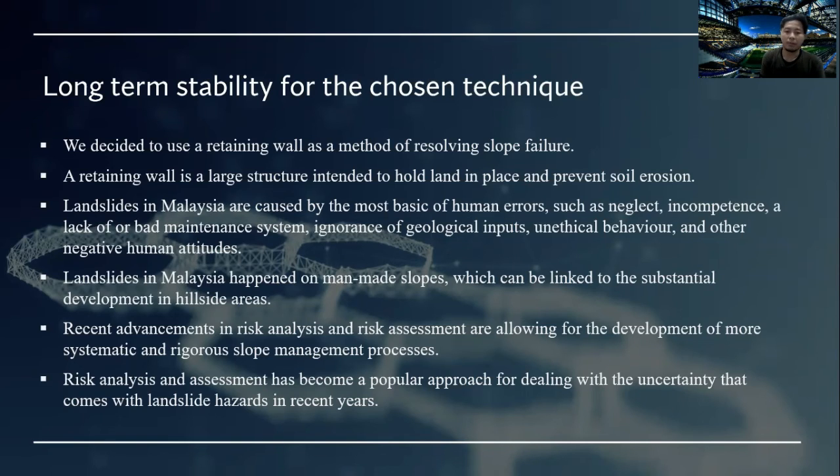Landslides are caused by the most basic of human errors: incompetence, a lack of maintenance systems, ignorance of delicate inputs, unethical behavior, and other negative human activities. So, landslides happen on man-made slopes, which can be linked to the substantial development in hillside areas.